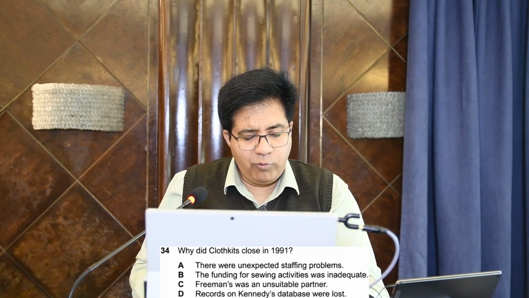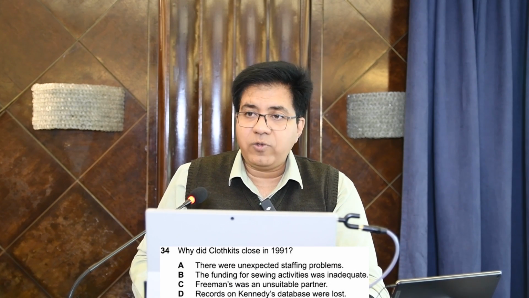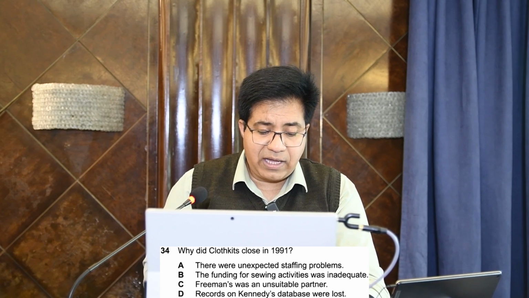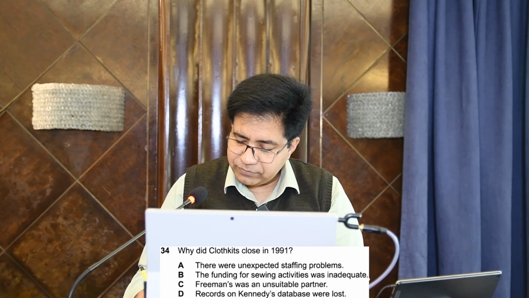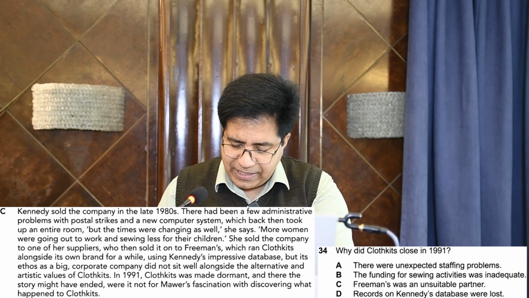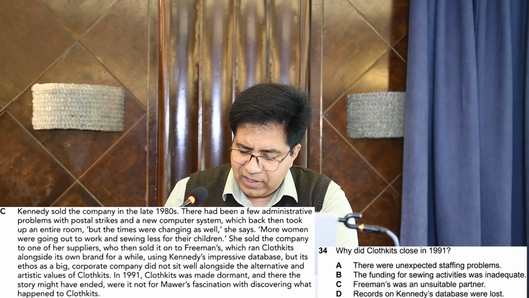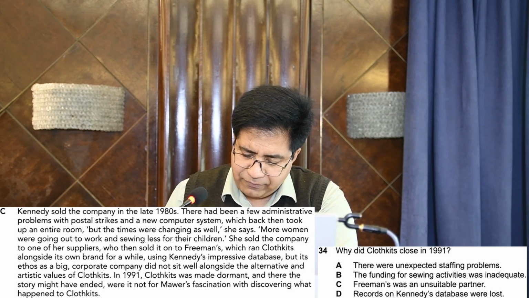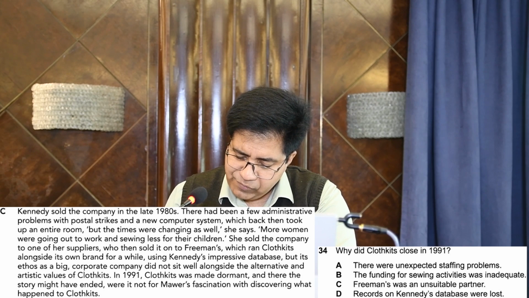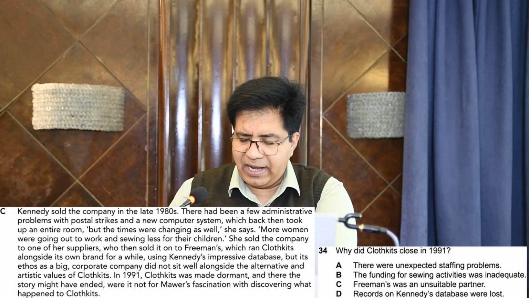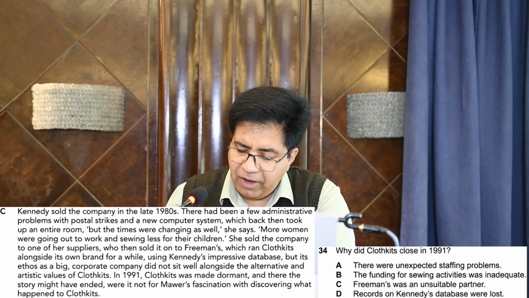Question number 34. Why did Clothkits close in 1991? Now we will find the reason. Why did they close the company in 1991? Well done. Paragraph C, 1991. Okay, in 1991, Clothkits was made dormant, and there, we read one line above, okay? So, please come to this line. Let's go above a couple of lines. Let me find the full stop. Okay, I'm reading it from the third line, paragraph C, third line, after full stop.